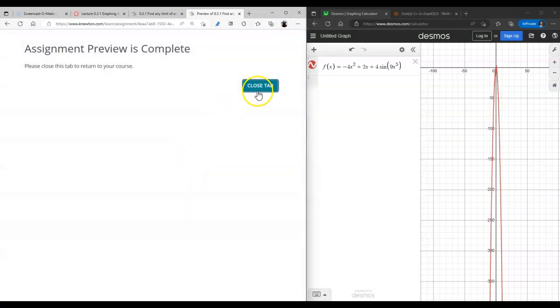Maybe one more? Oh no, we are done with the graphing approach. If you have any questions about the graphing approach, please reach out.